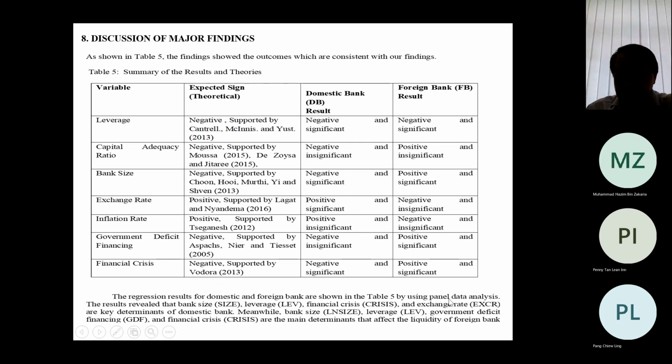Using panel data analysis, the result reveal that bank size, leverage, financial crisis, exchange rate are determinants of domestic bank, right? And for bank size, leverage, government deficit financing, financial crisis are main determinants of a foreign bank. Therefore, you can see significant or not significant. It's significant, that means it's important, okay?